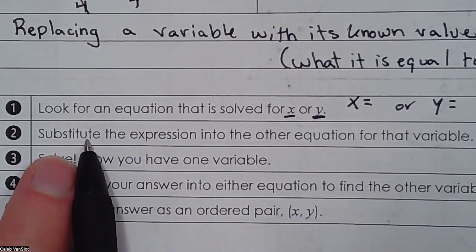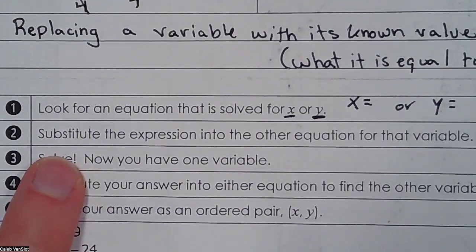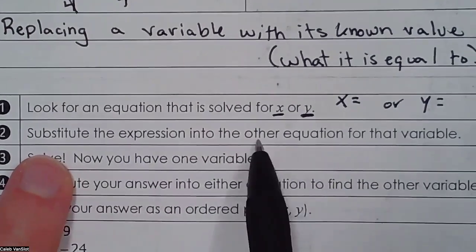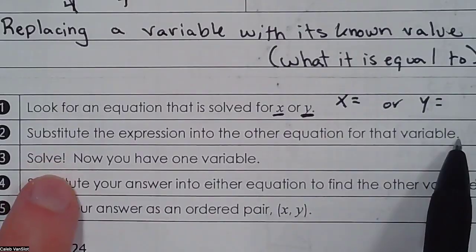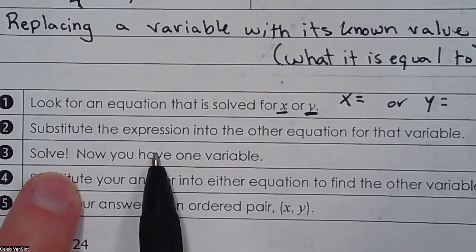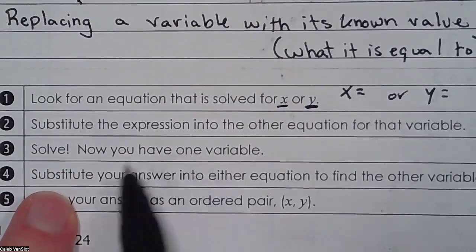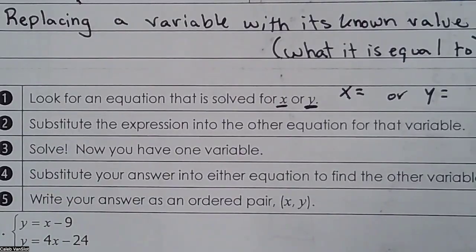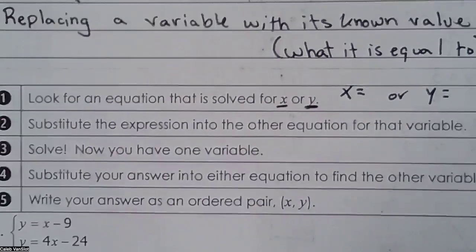And then we want to substitute, again, that's replacing the expression into the other one for that variable. We're going to solve so that we only have one variable left. And then we're going to put our answer into another equation to find our y or our x, depending on what we found, okay? So again, I know that I just read through those quickly. Once we go through a problem, I think you guys will see the method, the steps that we take, okay?